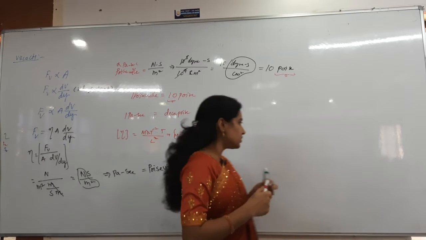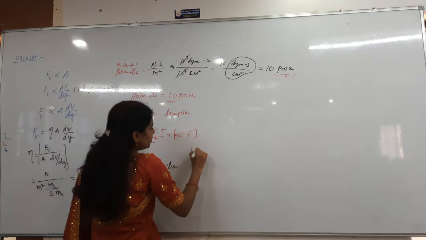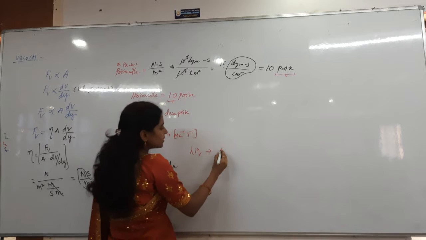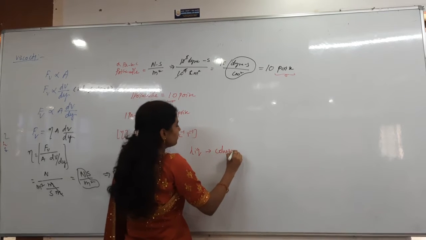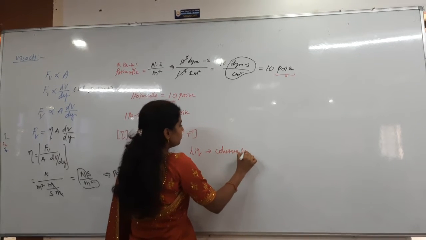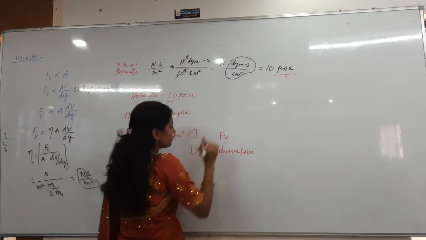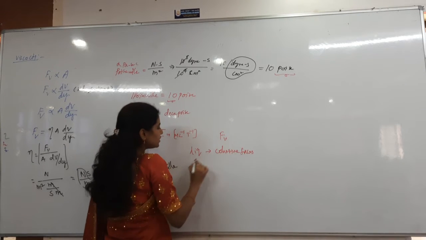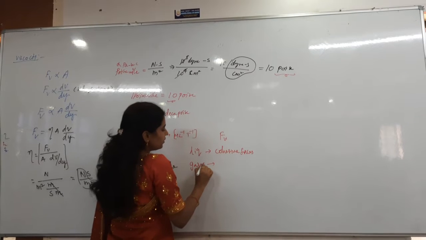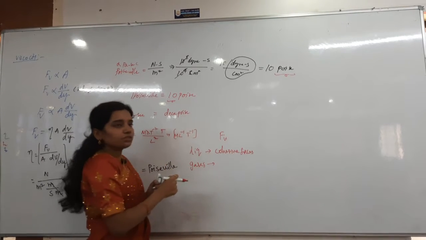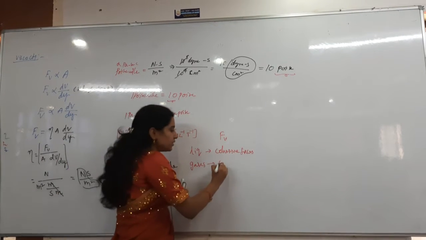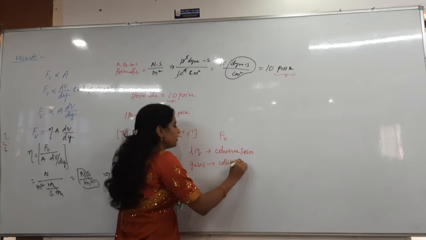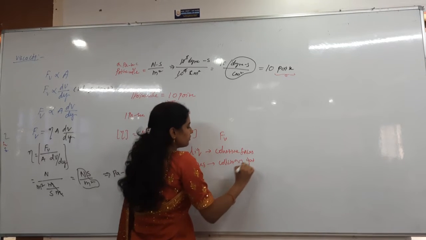In case of liquids, the viscous force is due to which forces? Cohesive forces between the fluid molecules. This is our viscous force. Then in case of gases, the viscous force is due to which one? Collisions. Collisions between the gas molecules you have to take.